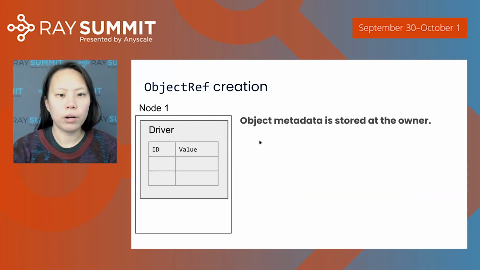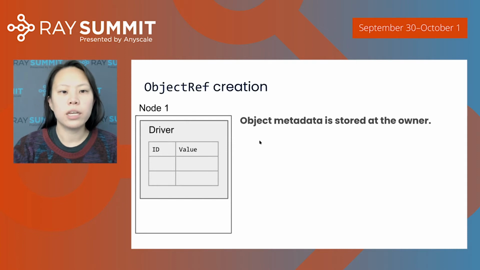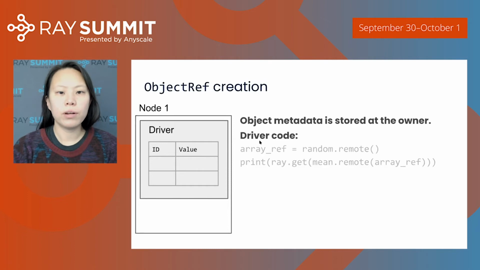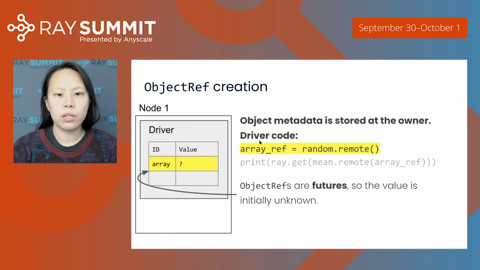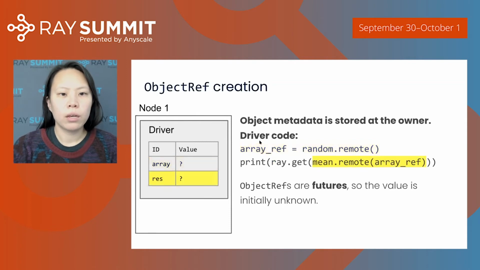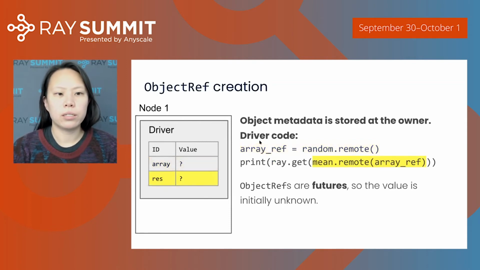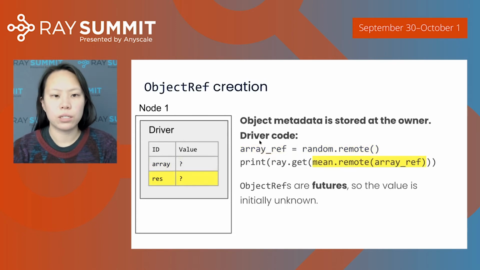Like I mentioned before, the object metadata is stored at the owner, and there are other types of metadata that get stored here, like the ref counts, but to keep things simple, we'll just show the object's value for now. As the driver runs the application code, it will invoke the first task, which creates an object ref, and at this point, we'll add a metadata row for that object to the driver's local memory. Since object refs are also futures, the value is going to be unknown initially. That also lets us invoke the next task immediately without waiting for the first task to finish.